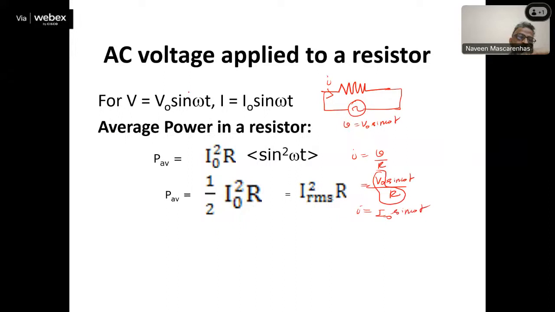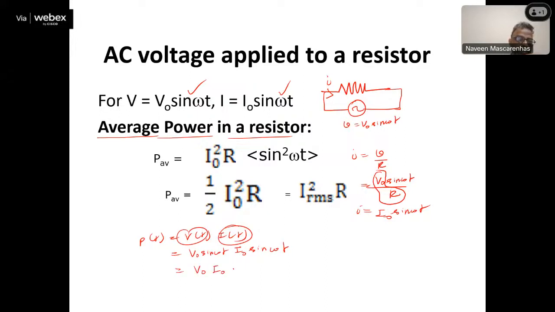And that's what I have written. For V is equal to V naught sin omega t, I will be equal to I naught sin omega t. How do we calculate the average power? Of course, power at any instant P of t will be equal to V of t into I of t. So this will be V naught sin omega t into I naught sin omega t, instantaneous power, current and voltage. So this will be V naught I naught sin square omega t.